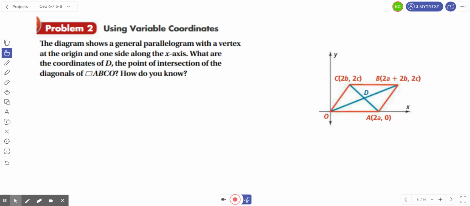Well, the thing that we know about the diagonals of a parallelogram is that they bisect each other. So these two will be congruent and these two will be congruent, which means that D is going to be exactly the midpoint of either one of these segments. So if we can find the midpoint of one of those segments, then we're in good shape.